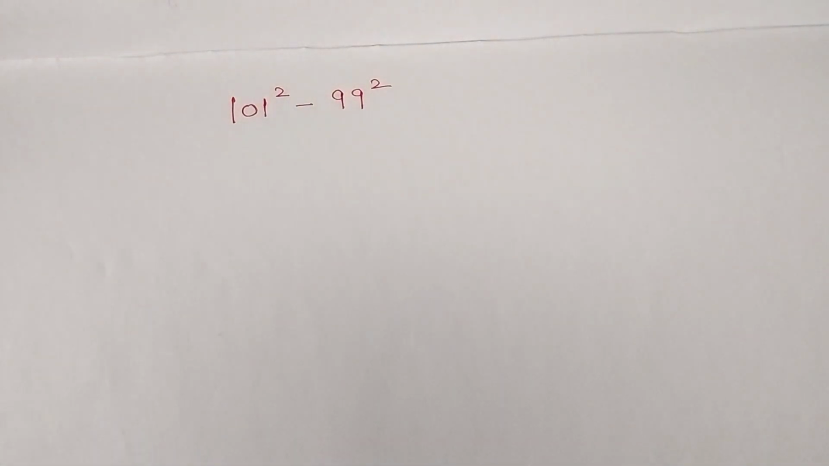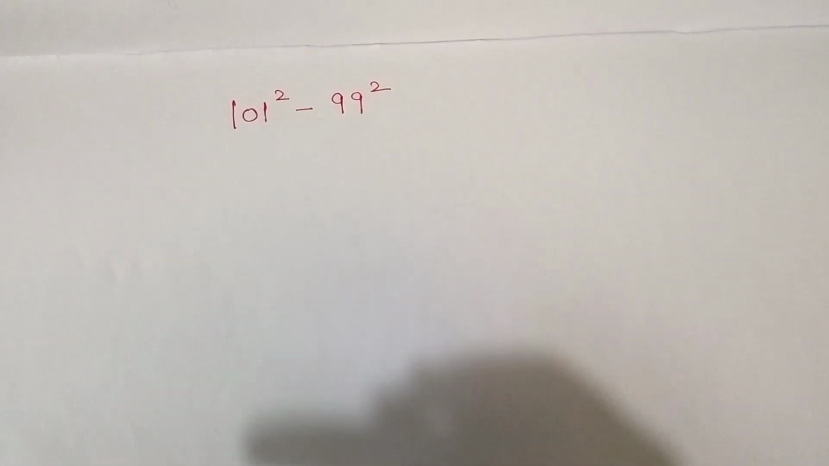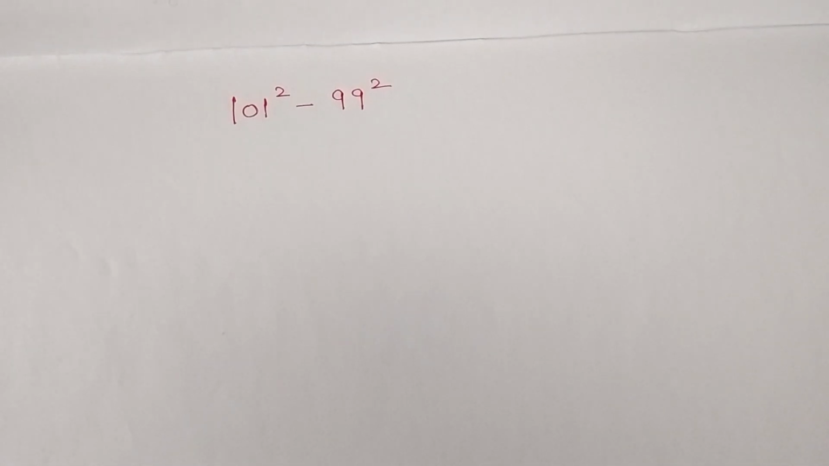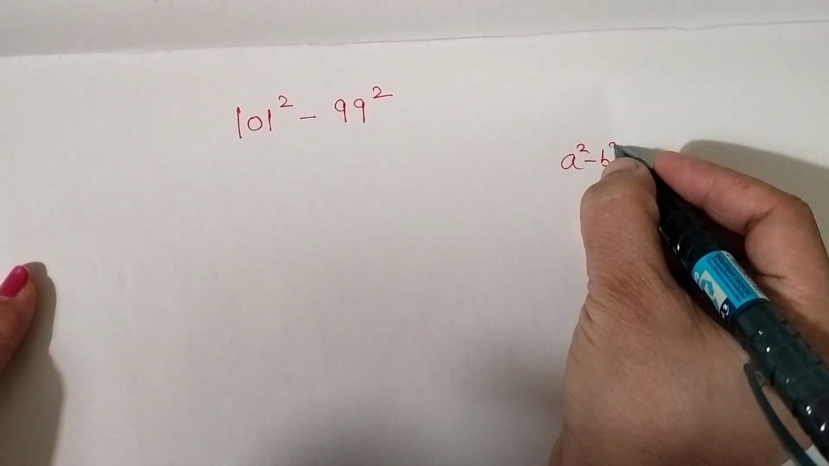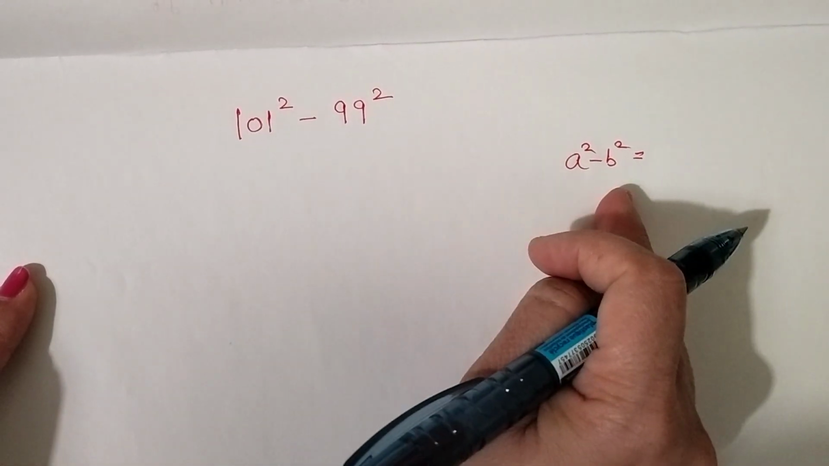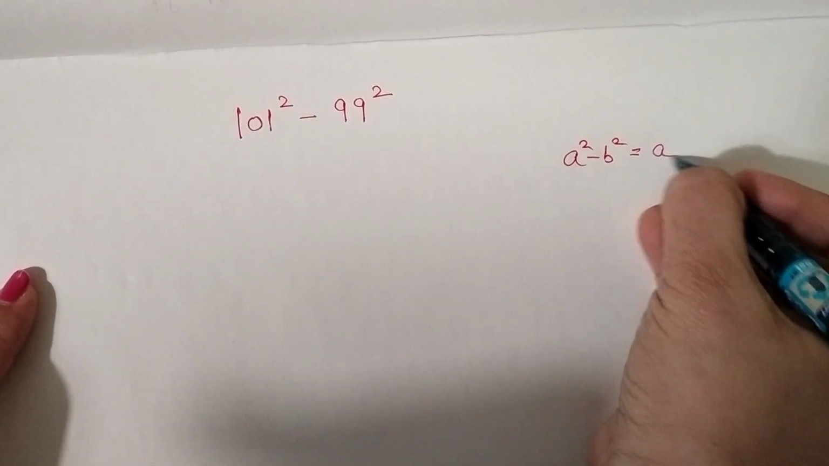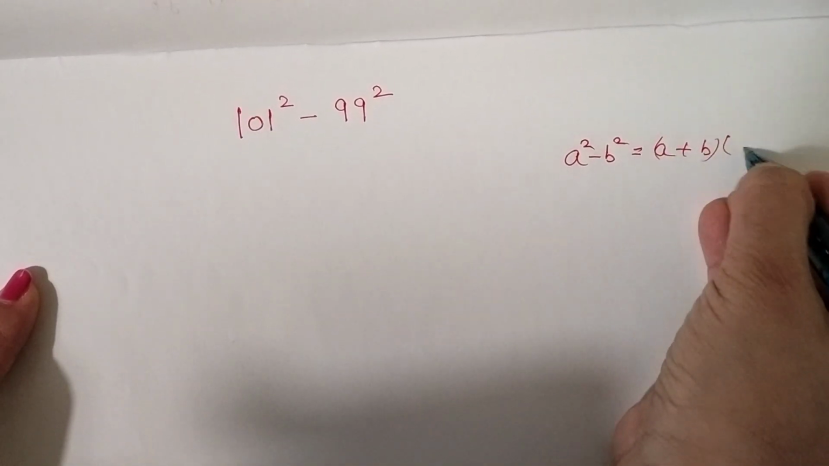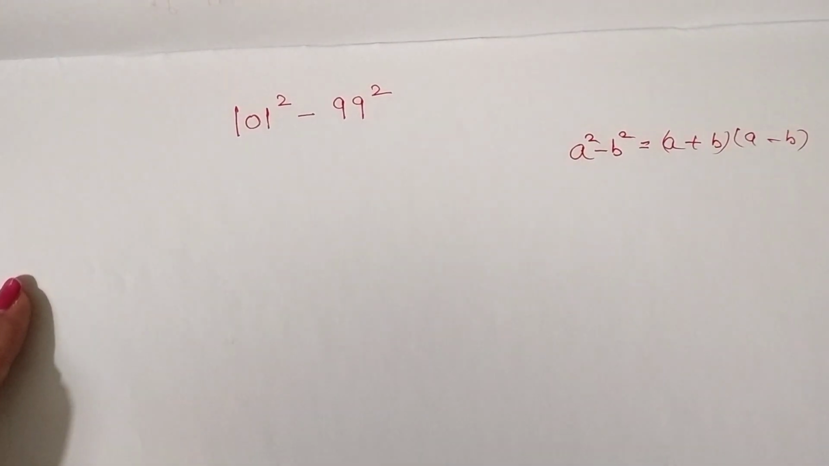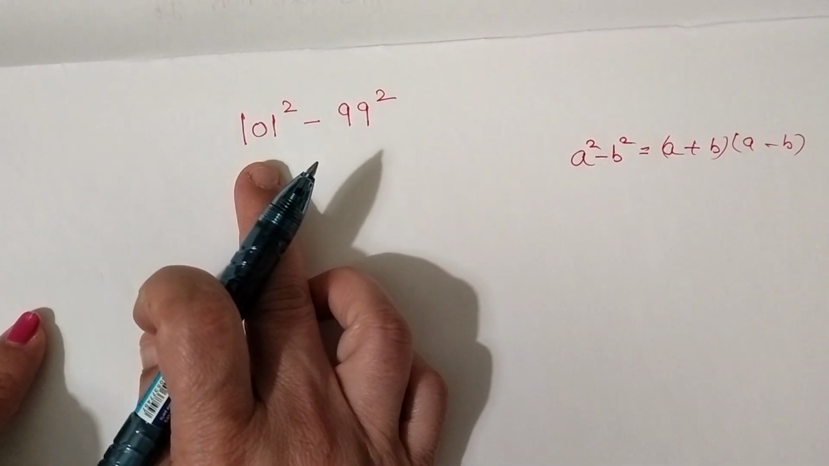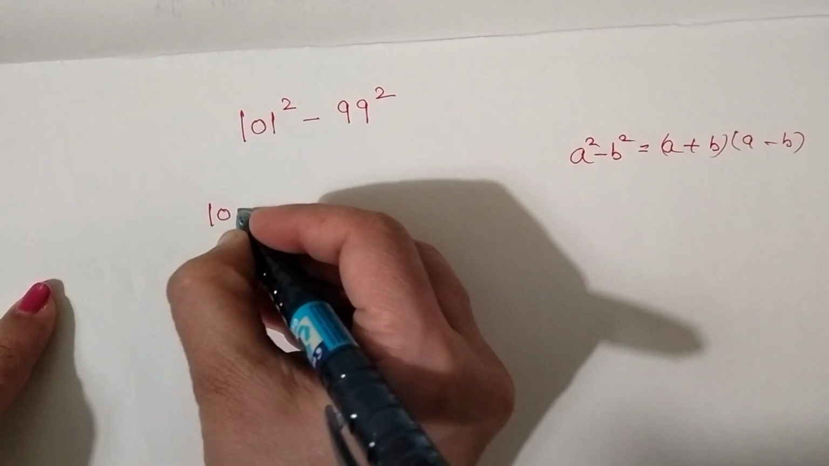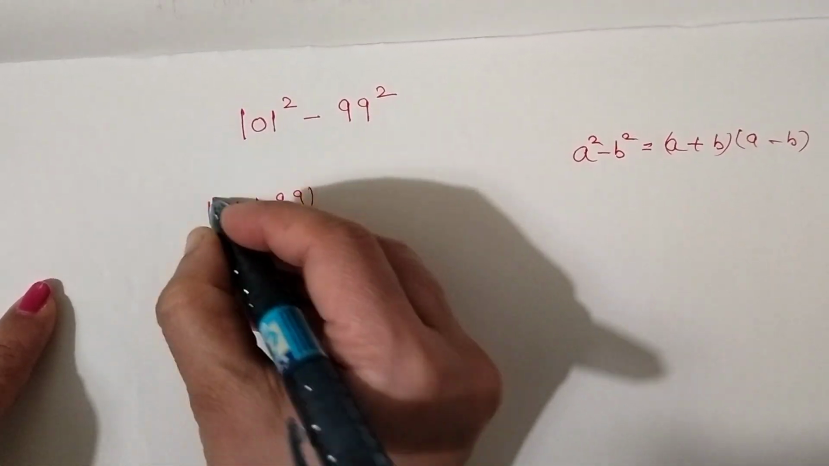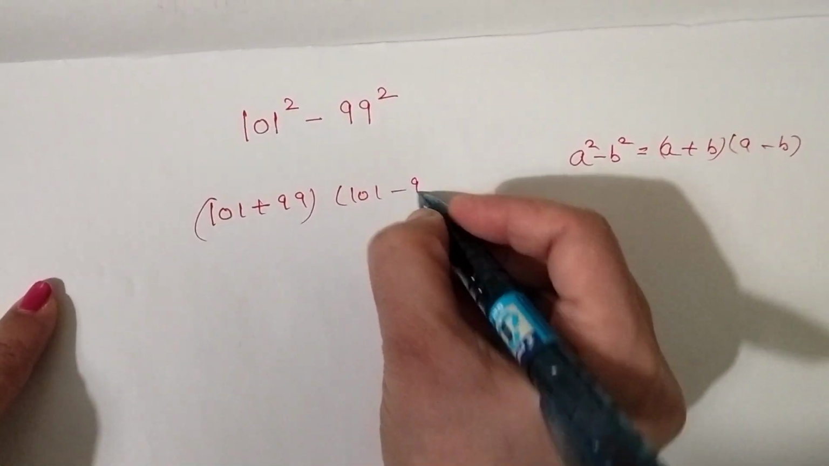So can you solve these types of questions in like 2 seconds? This is really very easy. For these types of questions, you actually need to know this formula. We have a formula where we say a square minus b square is equal to a plus b, a minus b, right? So here we have a is 101, b is 99, right? So this will be equal to a plus b and a minus b.